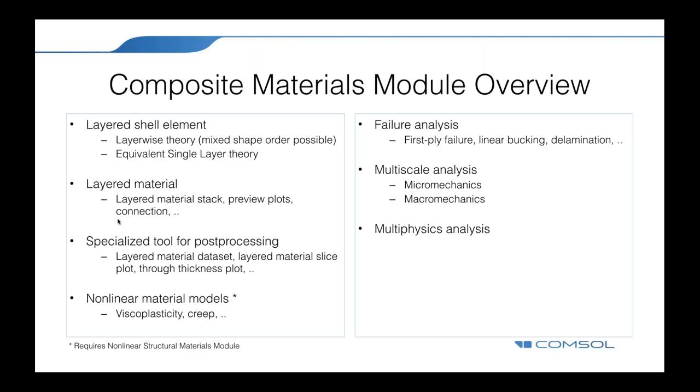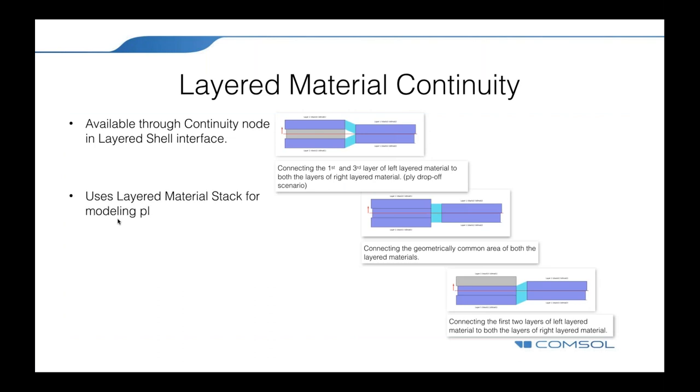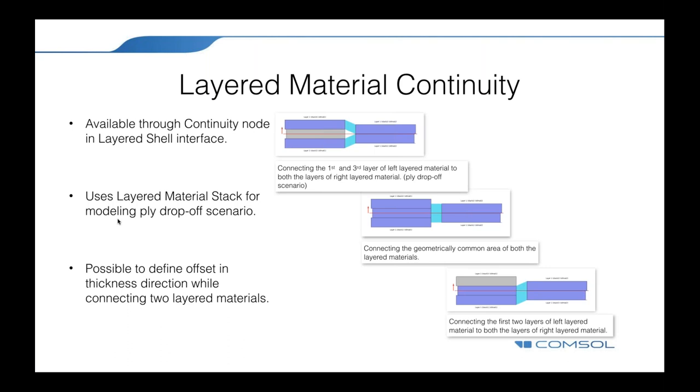At the end of the webinar, I will show some multiphysics analysis capabilities for heat transfer, acoustics, and fluid flow. We will use a feature in the model called the continuity feature. So you can combine two different stacks with different numbers of layers of composite materials. This is available through the continuity feature, so we can model the ply drop-off scenario. This is the case we want to introduce in our first model.